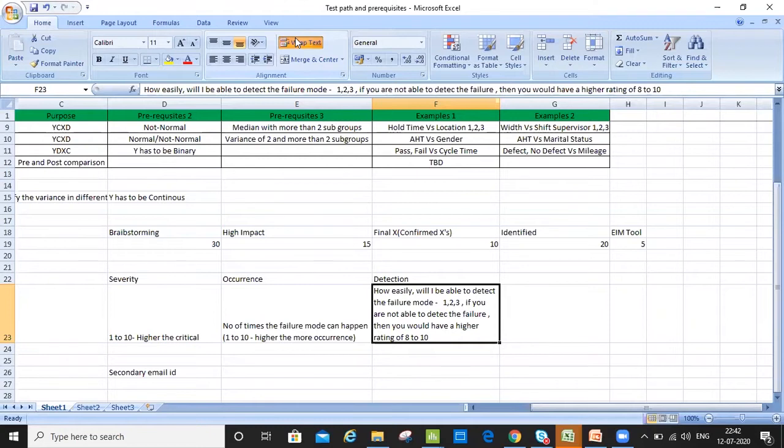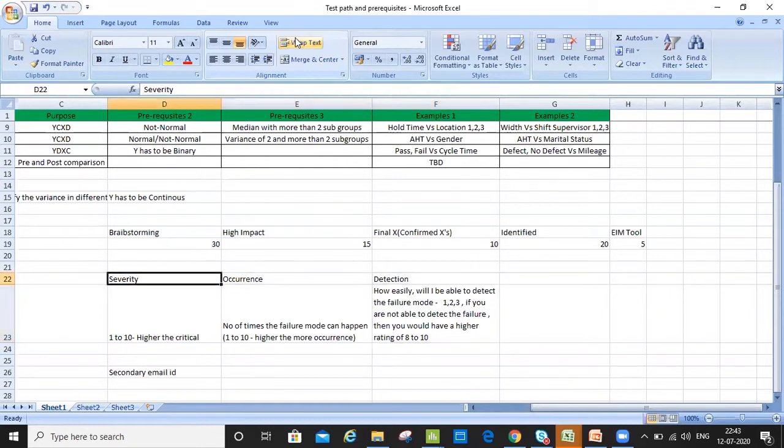In that case, the risk is not very high. But if it's going to take a lot of time for me to detect that defect, then I would give a higher rating.